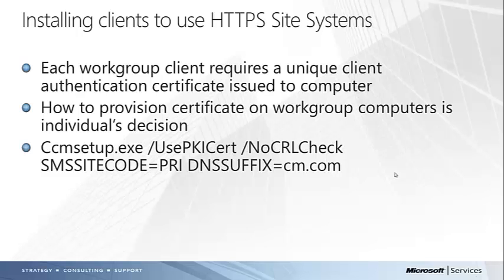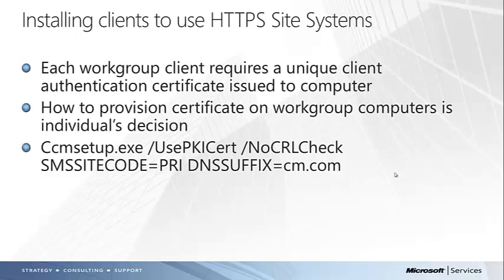install the client. And when you're installing, you have these installation properties. Use PKI cert, which is required, says that I have a PKI certificate set up on the client, and use that certificate for client communication. And then you have the no CRL check option. That's because this is a workgroup client, and the default CRL distribution points, the LDAP distribution points, will not be accessible. So since that is not accessible, we want to ignore the CRL check here. That's the reason why the no CRL check option is selected.